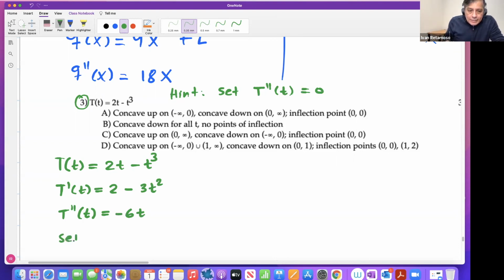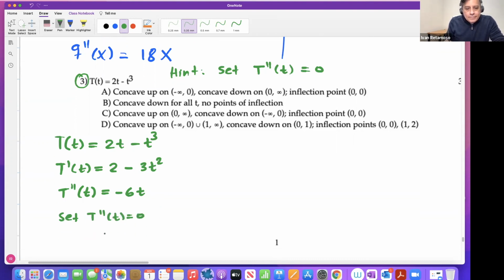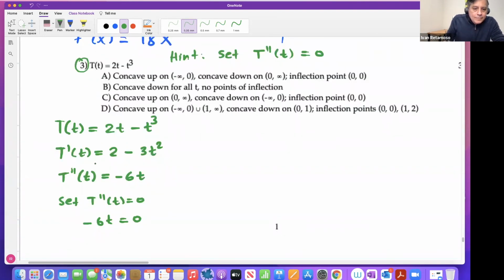Next, we are supposed to set our second derivative equal to 0 and solve for t. So if we do that, negative 6t equal to 0 leads to, once you divide both sides of this equation by negative 6, t equals 0, right? This is a critical point, but of this function, not of the original. You see? It's the critical point of the derivative function, or you can call it just a special point. Yeah, very good.